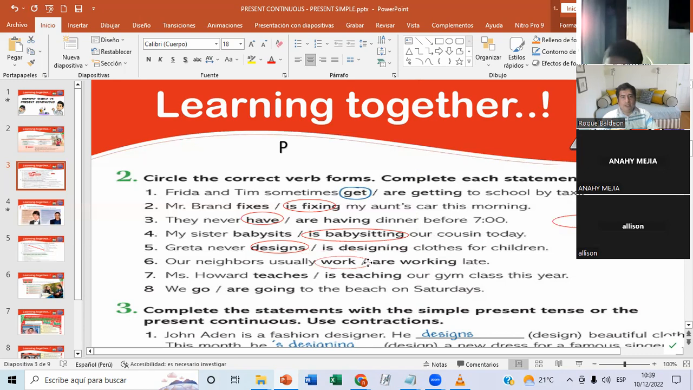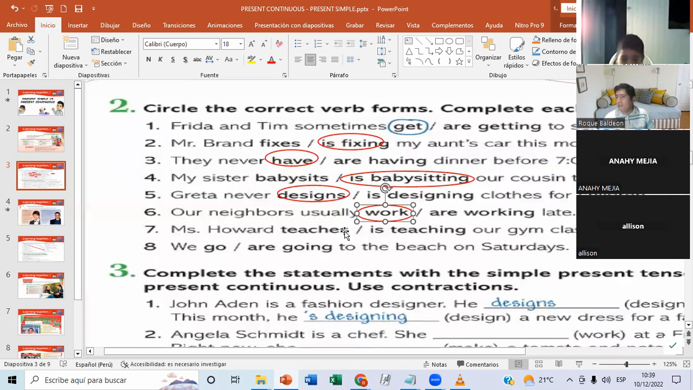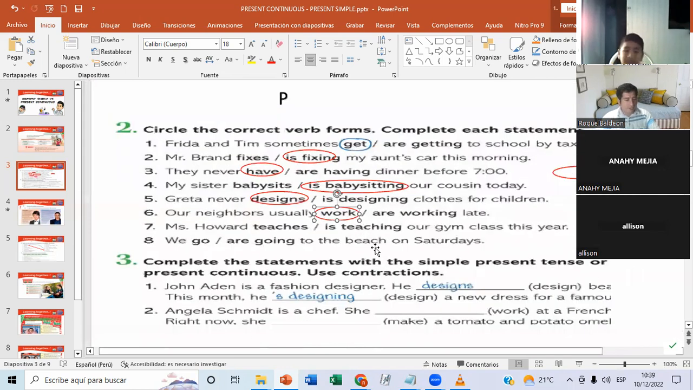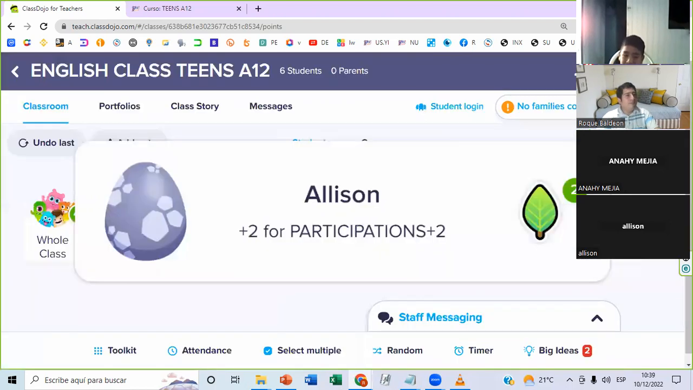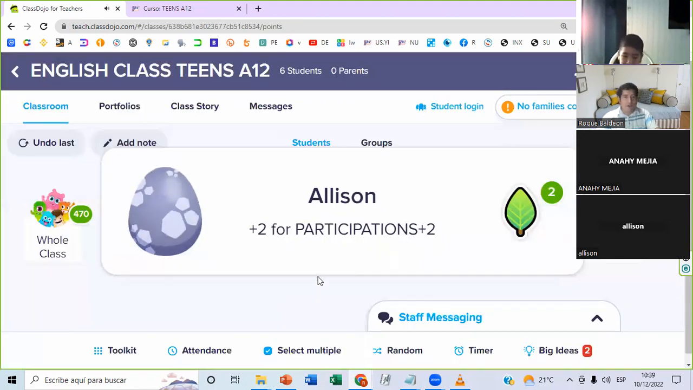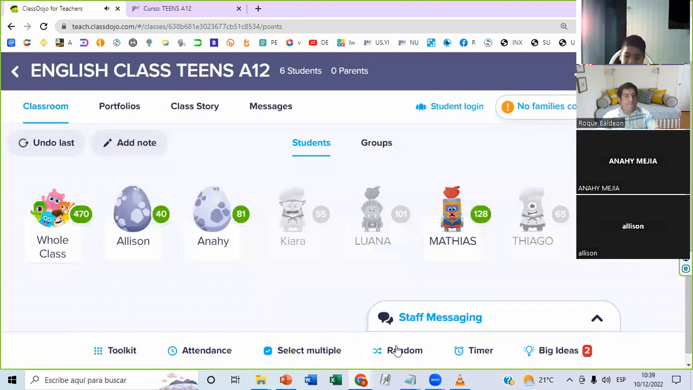Very good. So the answer is correct. Very good, awesome. Correct. ¿Por qué, teacher? Porque es usually. Y siempre usually va a ser simple present. Very good, awesome. Points, point, point, points. That's it. Very good, Alison. Demostrando todo su poderío en English. Very good, awesome. Vamos a que students.